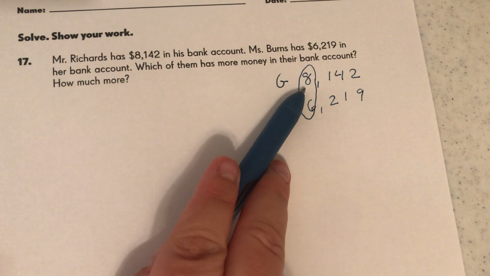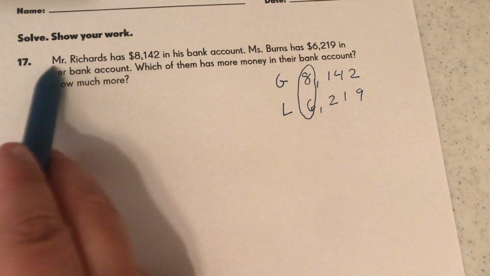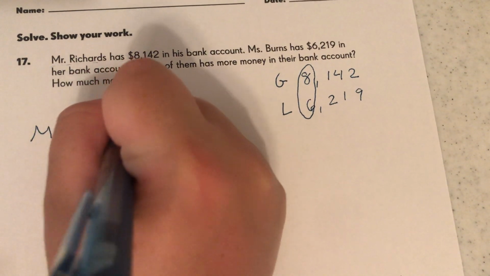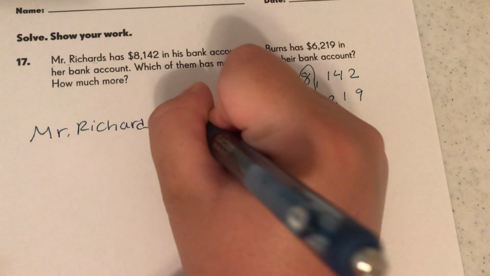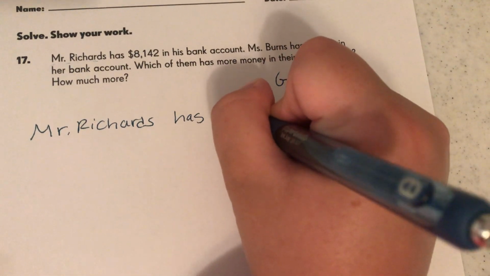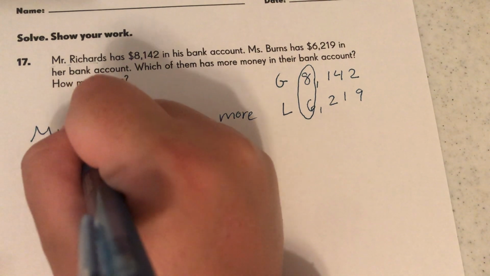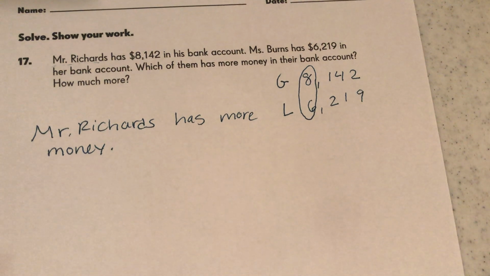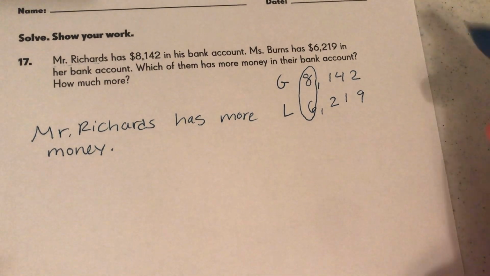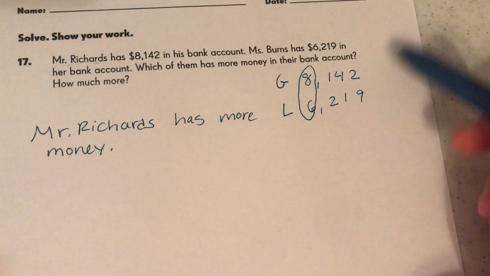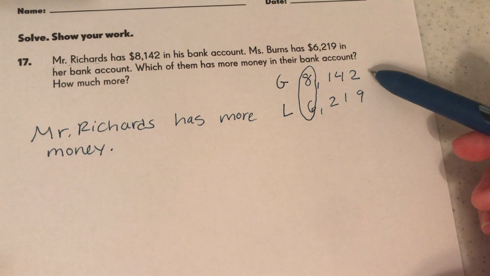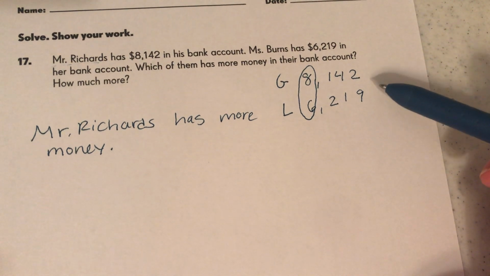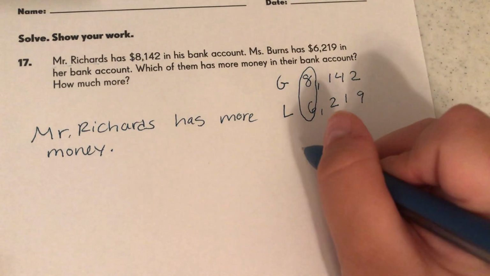Who had $8,142? Mr. Richards. Mr. Richards has more money. Can you figure out how much more? To figure out how much more, I have to find the difference between these two numbers. How much more is 8,142 compared to 6,219? To do that, I can use subtraction. I need to find the difference.